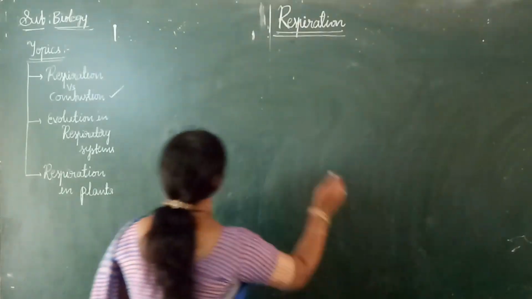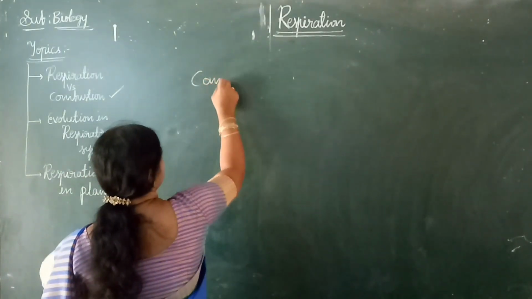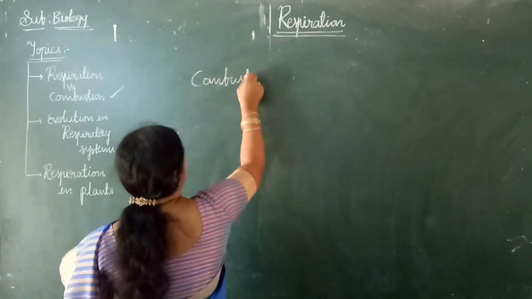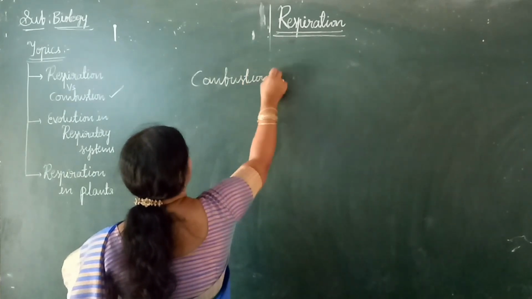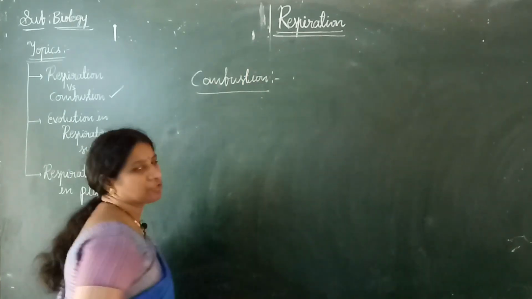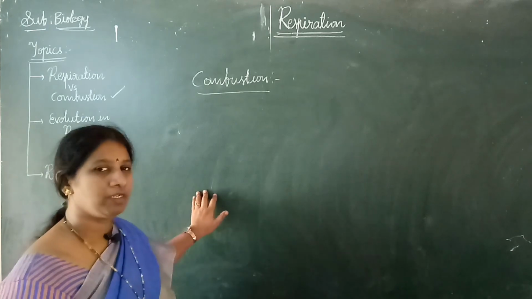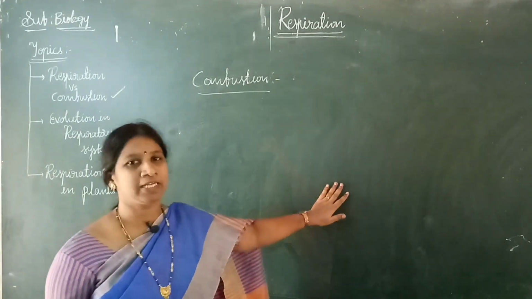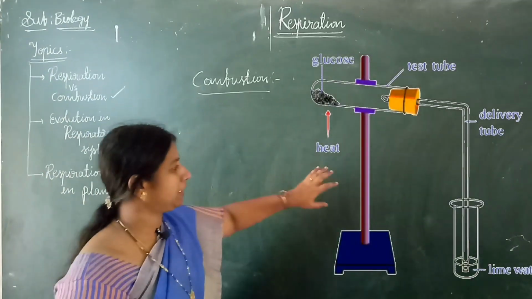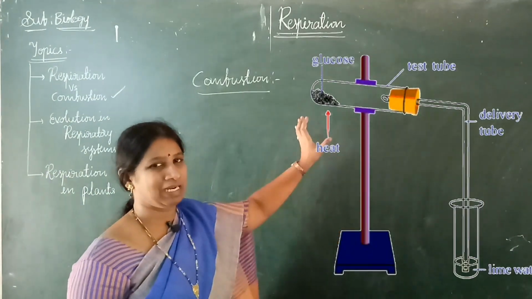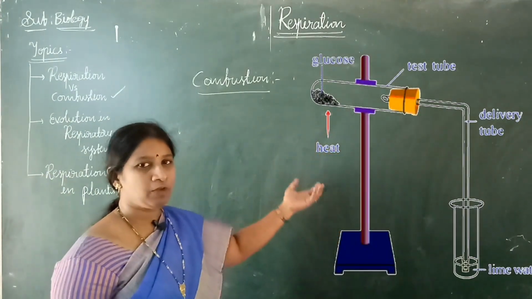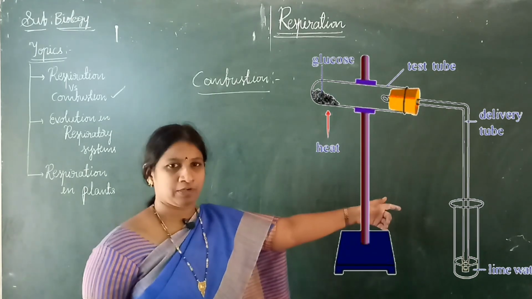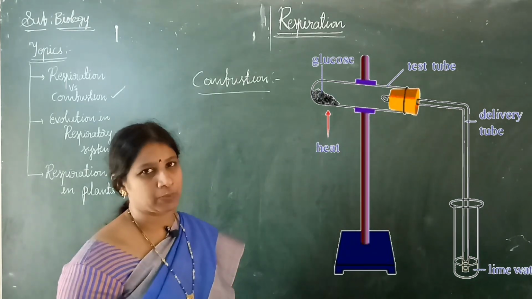Let us see combustion first. Combustion means burning of a substance. Burning of a substance is called combustion. Related to combustion there is a small experiment given. Let us recap that experiment. For this we need one test tube, one glass jar, one spirit lamp and lime water. These are the apparatus required.